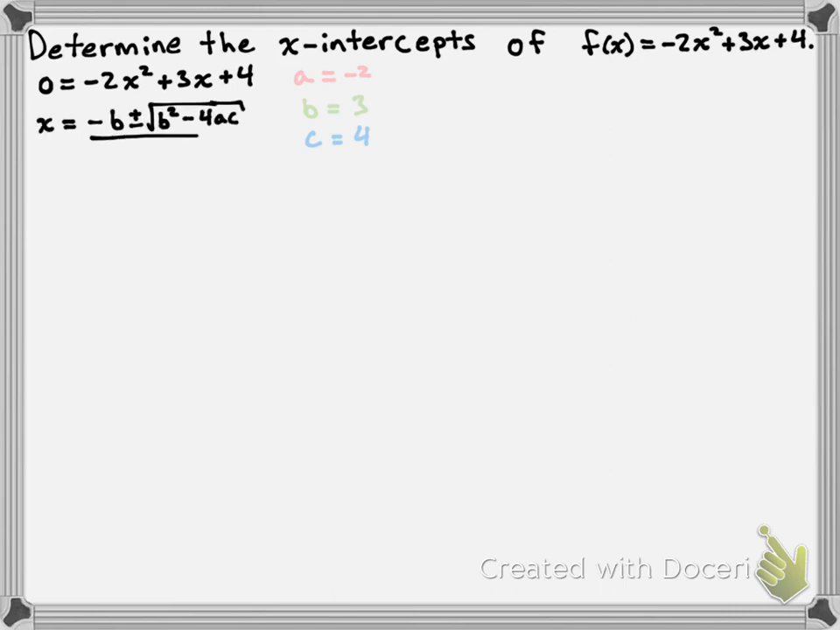x is equal to negative b plus or minus the square root of b squared minus 4ac, divided by 2a. And we're going to sub these values into the quadratic formula. Okay, great. So that's going to give us the negative of our b value. Well, our b value is 3.